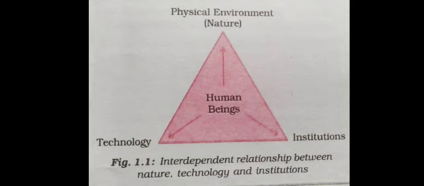Now we are going to see the interdependent relationship between nature, technology, and institutions. The process of transformation of things available in our environment involves an interactive relationship between nature, technology, and institutions. Human beings interact with nature through technology and create institutions to accelerate their economic development.